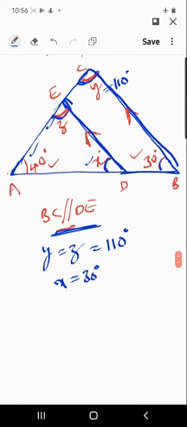Corresponding angles are equal. So here we are simply using the transversal concept, corresponding angles. By using corresponding angles, we can find the X value and Z value. In this way, we can solve these kinds of problems.